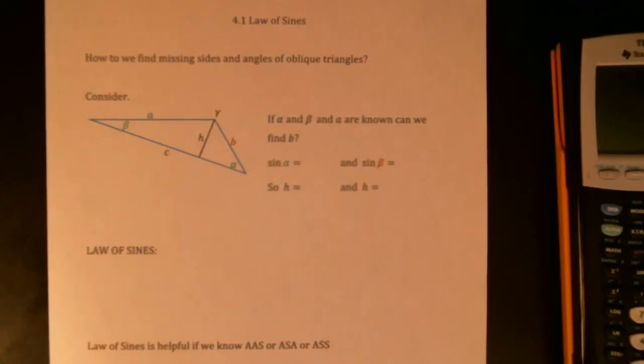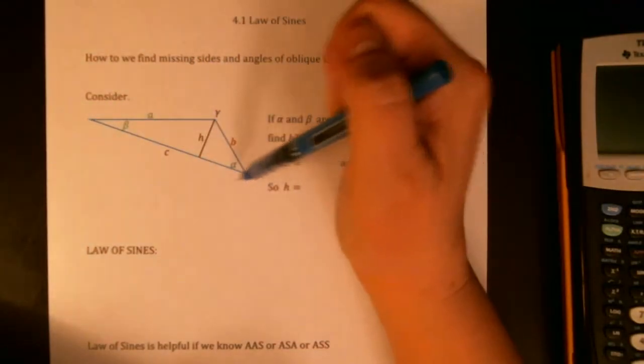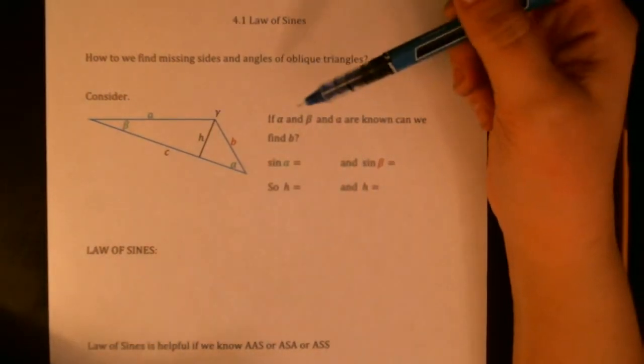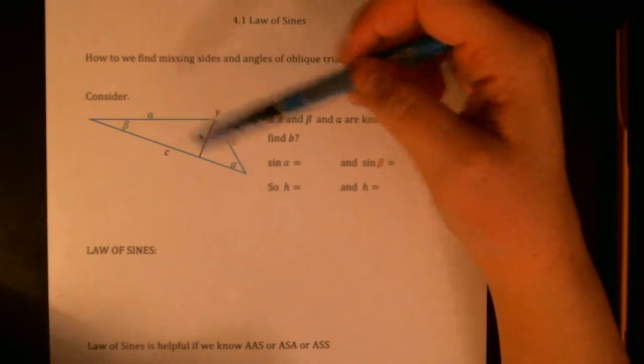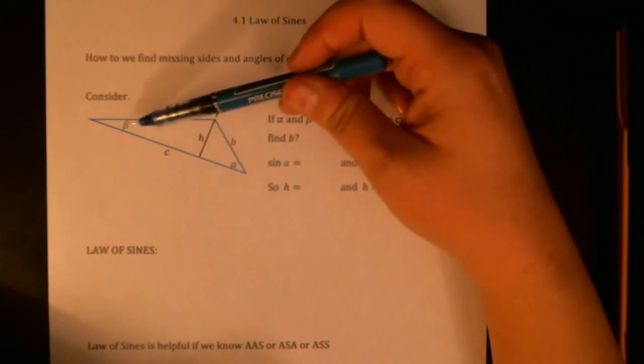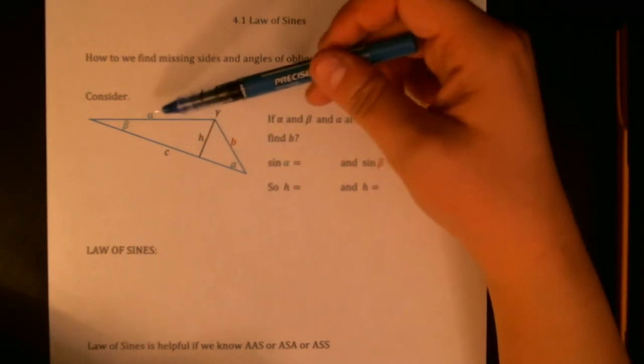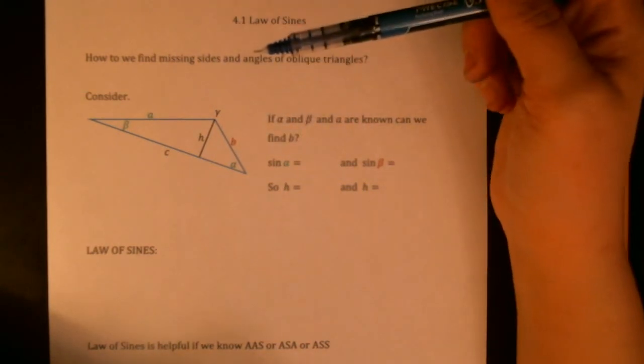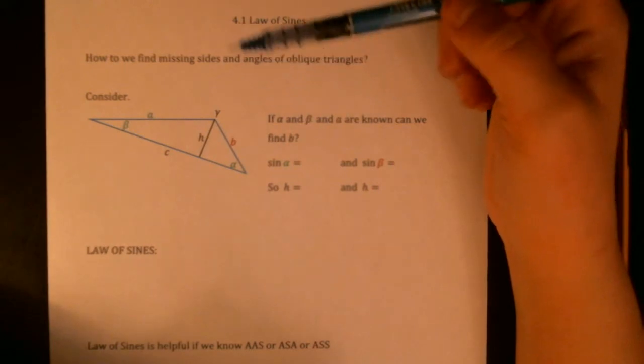Hi everyone, in this video we're going to start working on solving oblique triangles, triangles that do not contain a right angle. So to get us started, we want to look at this triangle and think about this as our motivating question. If I know angle alpha and beta and I know side A, could I find side B? That's the question we're going to use to get us started.